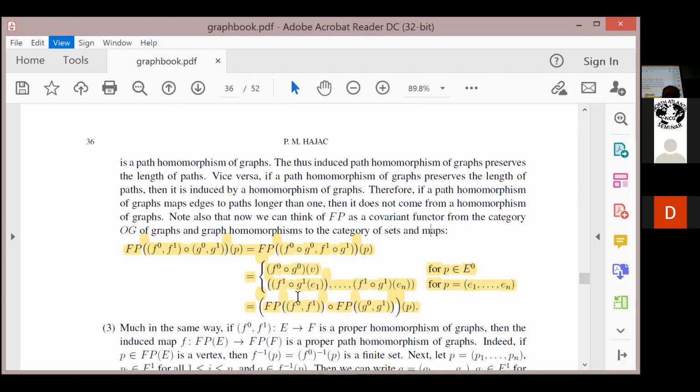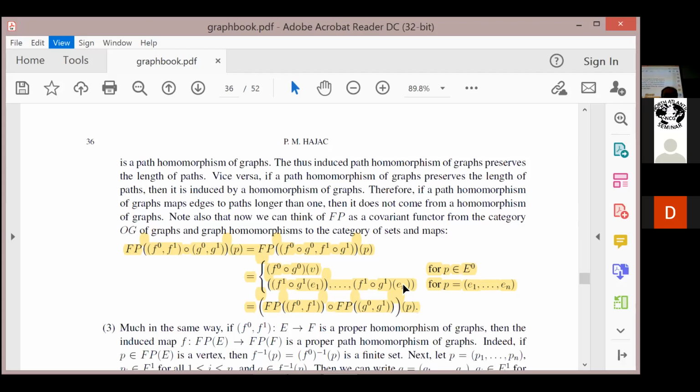So I apply F1 composed with G1 component-wise to each and every edge, which makes up our positive length path P, okay? But now we can see that this is exactly the same as composing the induced morphisms on the space of paths, right? Because what does it mean to apply FP of G0, G1 to path P? That's exactly given by the formula, except that you have only G's, G0 and G1 over there. And now when we apply FP of F0, F1, well, this is just applying F0 in the first case and F1 in the second case. So this formula is obvious.